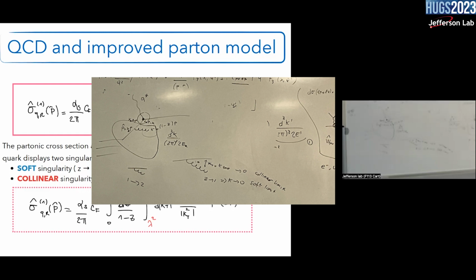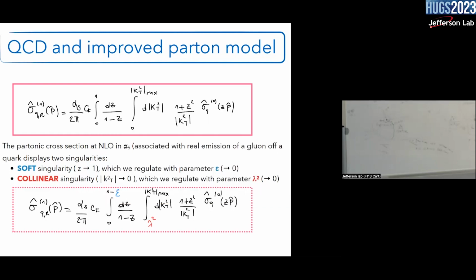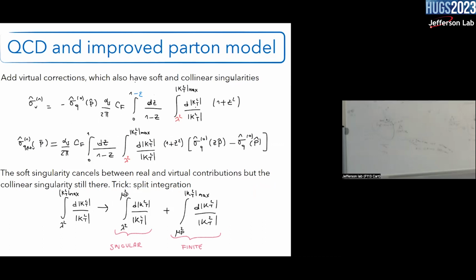For the limit z to 1, we put in a factor of epsilon, so it doesn't go to 1, and then we hope that the epsilon goes away. And for the kt that goes to 0, we put a factor of lambda, again hoping that we can get rid of this lambda that has to go to 0. The beautiful news is that whenever you look at the virtual contribution, it gives you exactly a contribution of the same size but opposite sign that kills the z equal 1 singularity.